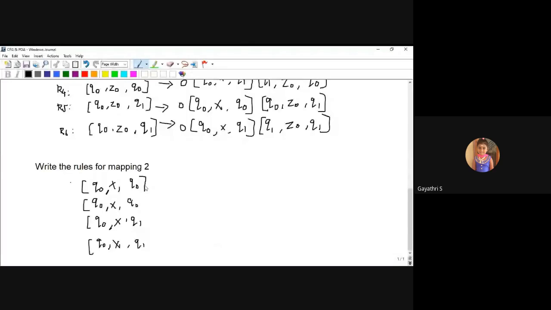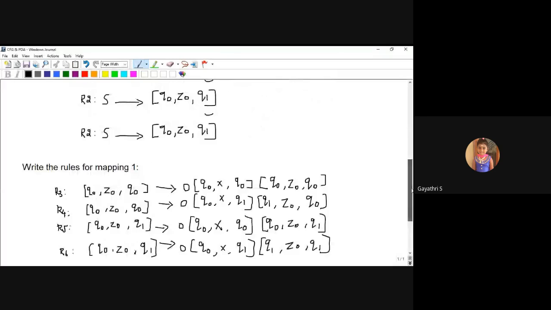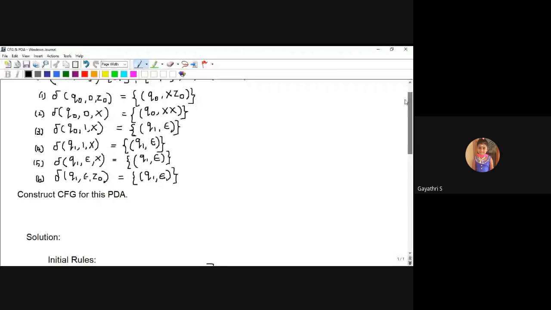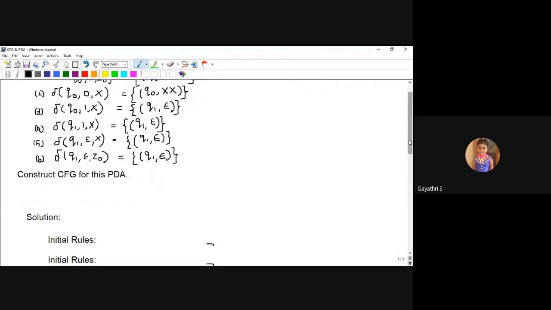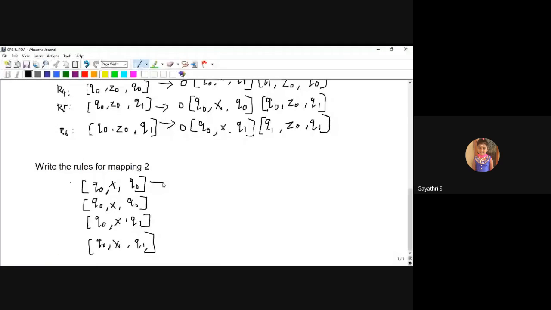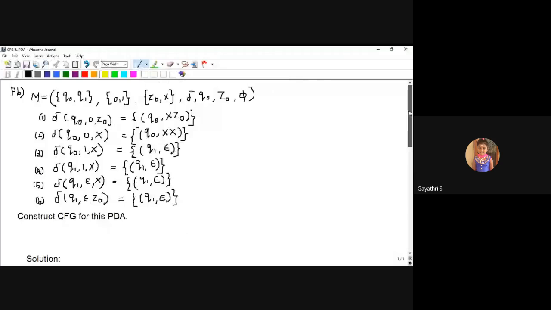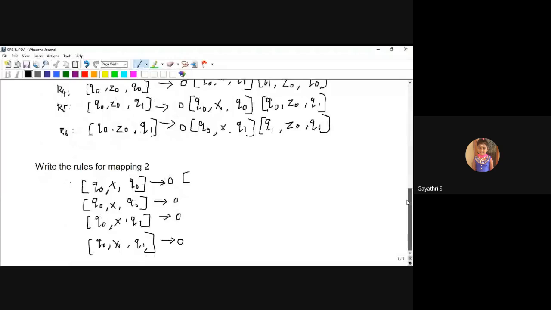What is the input alphabet in the second mapping rule? The input alphabet is 0. So it starts with 0, 0, 0, 0. Next, in the right hand side, it starts with q naught, right? So here too, all the production rules start with q naught.